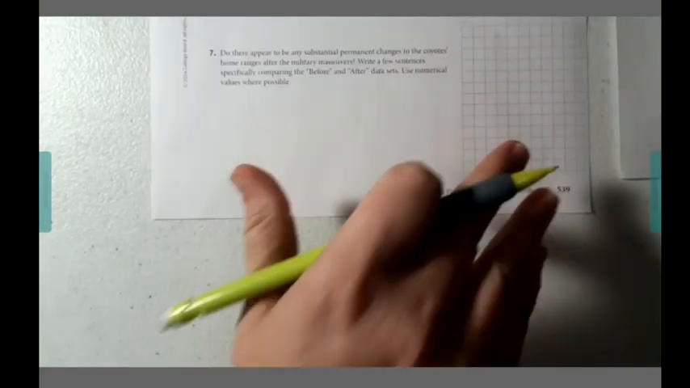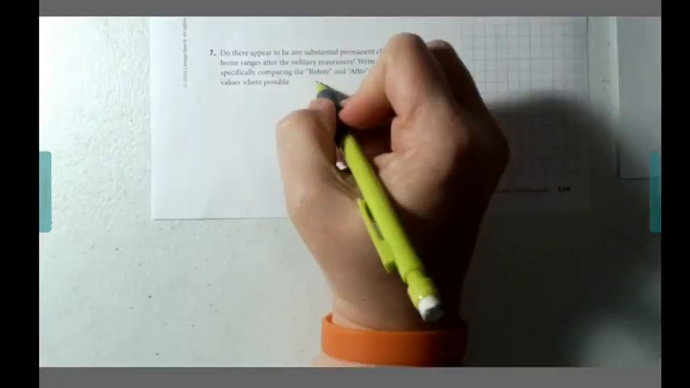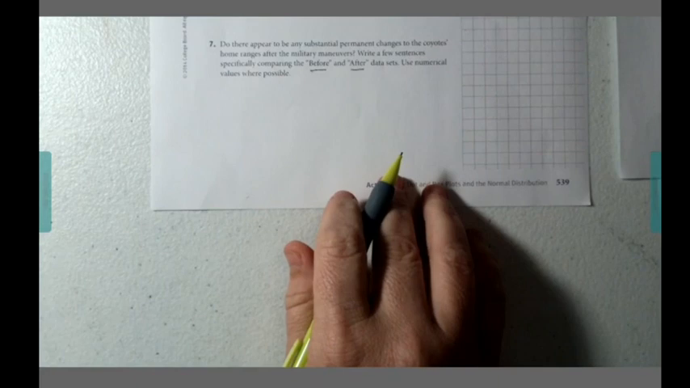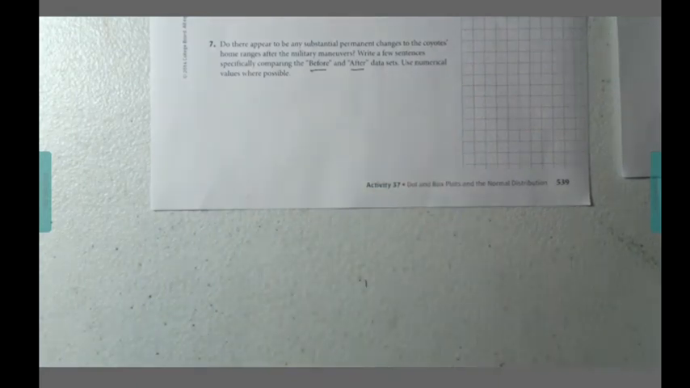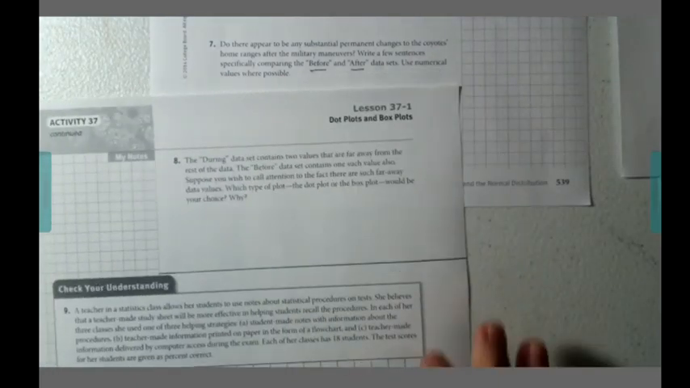Number 7 says, do there appear to be any substantial permanent changes to the coyote home ranges after the military maneuvers? So write a few sentences specifically comparing the before and after data using numerical values when possible.